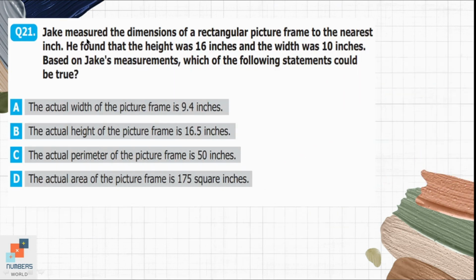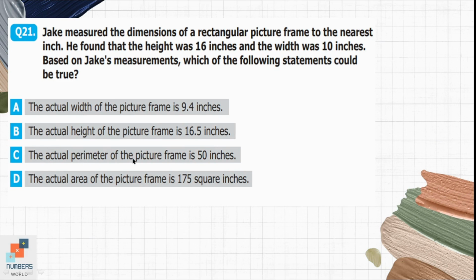Question number 21. Jake measured the dimensions of a rectangular picture frame to the nearest inch. He found that the height was 16 inches and the width was 10 inches. Based on Jake's measurements, which of the following statements could be true? Option A is the actual width of the picture frame is 9.4 inches. Option B is the actual height of the picture frame is 16.5 inches. These two options are incorrect because the width and height of the picture frame are already given.